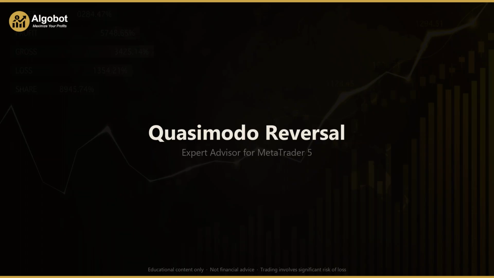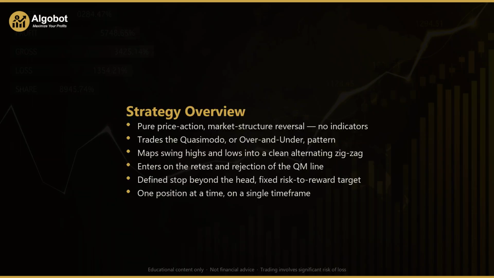Let's get started. So what exactly does Quasimodo Reversal do? At its heart, this is a market structure reversal strategy. It works on a single time frame, the chart you attach it to, and it can trade any instrument you like, whether that's a currency pair, gold, an index, or a cryptocurrency. The engine behind it is beautifully simple.